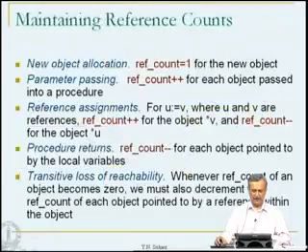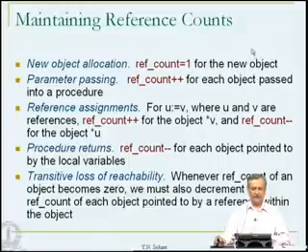So, let us go back and see how the reference counts are maintained. If there is a new object allocation, then the reference count is set as 1 for the new object. So, the new object is created, there is a pointer pointing to it, and that is what is returned by the malloc or new call. So, it is reasonable to set the reference count to 1 for the new object, there is only one pointer pointing to it.